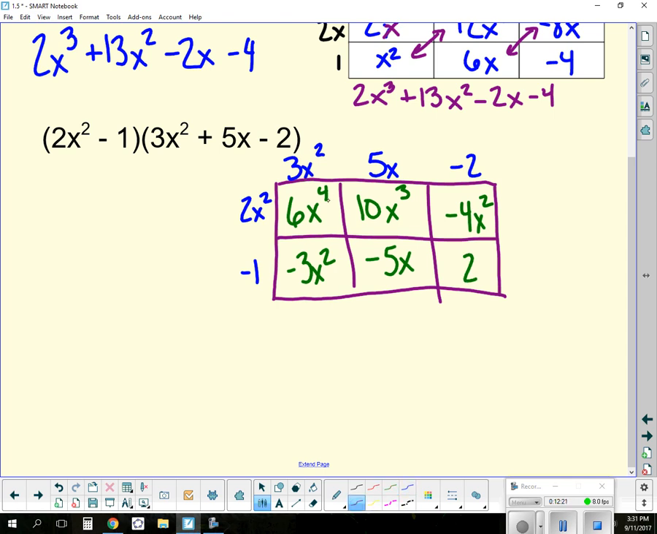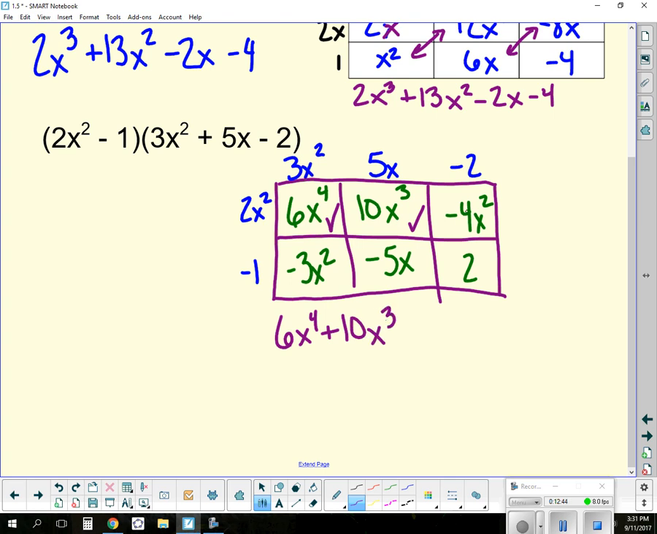Find like terms. 6x to the 4th has none, so I write it. These two are like terms. That gives me a positive set. Oh, wait, those aren't like terms. I just fell into a habit, a pattern here, and that pattern wasn't really there. So watch out for that. I did my x to the 4th. This is the only x to the 3rd, plus 10x to the 3rd.